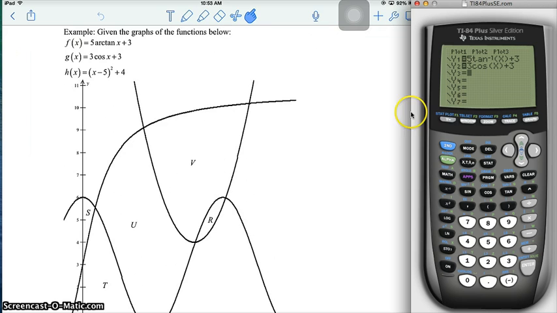The next one is 3 cosine x, close, plus 3. And then we also need the last one. This one has parentheses, so make sure we do parentheses: x minus 5, close the parentheses, squared, plus 4.